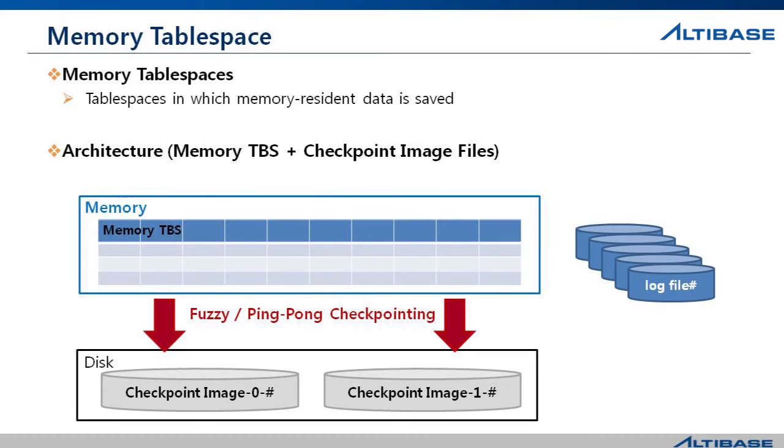However, Altibase HDB provides a backup file for the recovery. They are called checkpoint image files. For a single memory table space, two checkpoint image files are created. Also, the redo log files are used for the recovery as well.